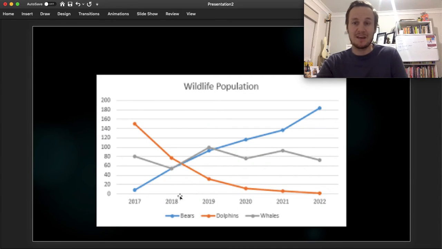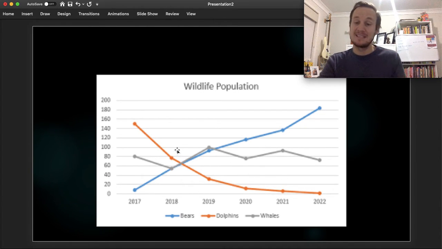Another example here. Now this is an example of what I think is harder to show in a column graph, which is to show multiple things at once. So here we've got bears, dolphins, and whales, and we're tracking what the population of those three animals has done over the past few years, or what their projection is of what's going to happen to them from 2017, and what they were projecting would happen by 2022.